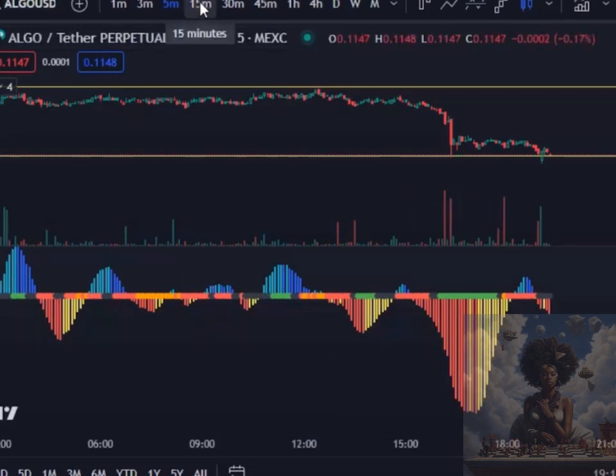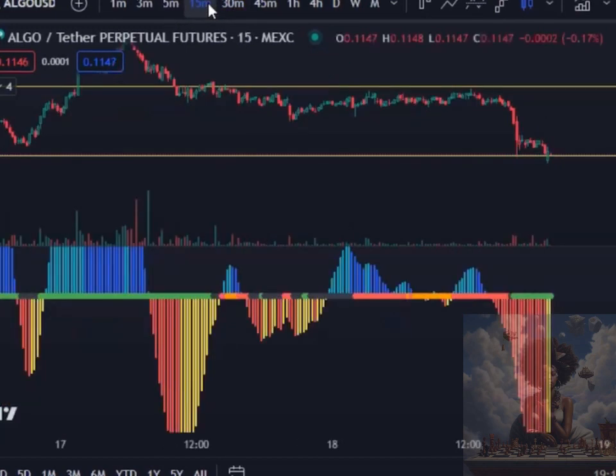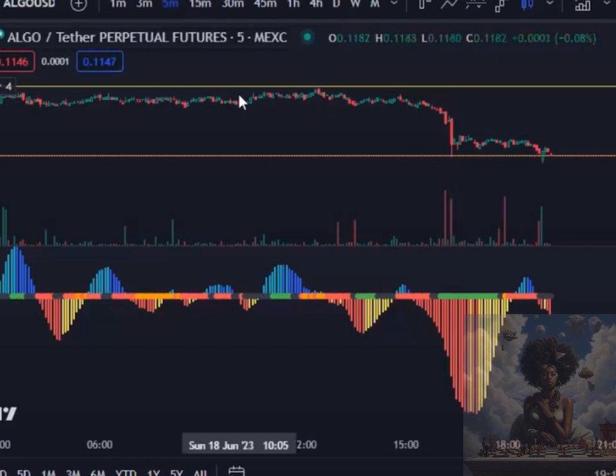So for day trades, either chart on your 30 or your 15-minute. Enter on your 5. And that's it.